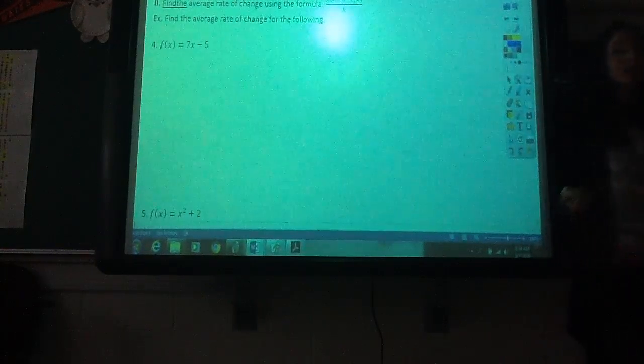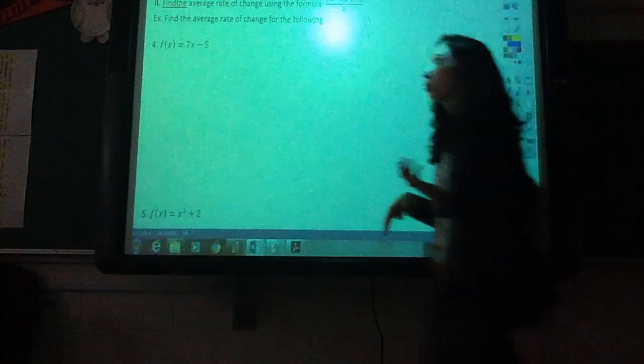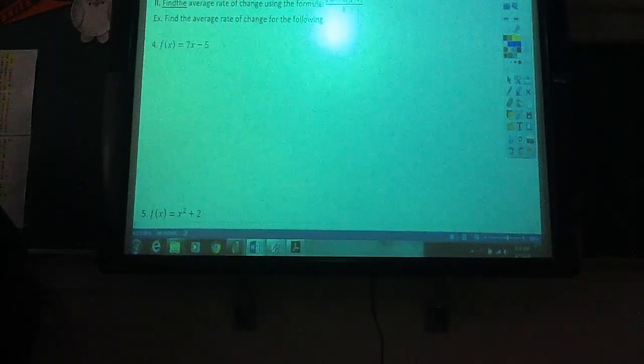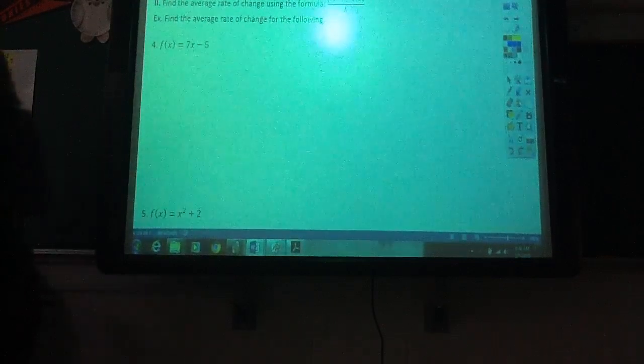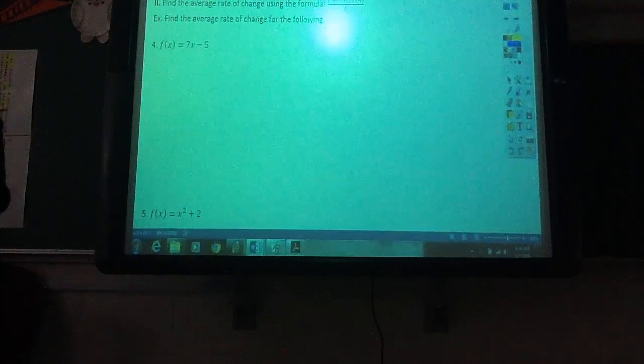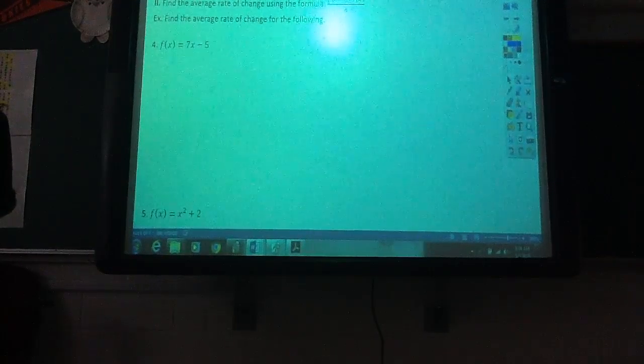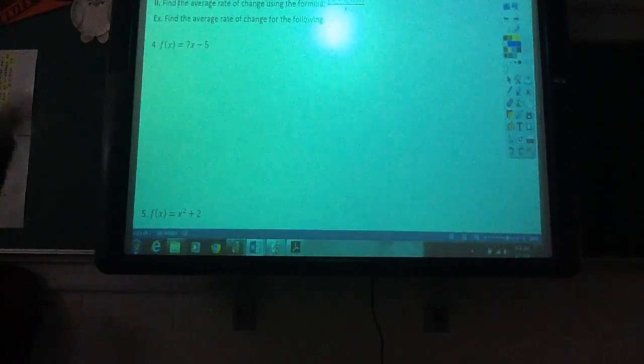Alright, so the back is what happens if we don't actually have any c value that's given to us. What if I just want to find the average rate of change? That could happen. So what happens there is we put in another variable, and that variable is just going to represent a number just like x represents a number. So we're going to do f of x plus h.